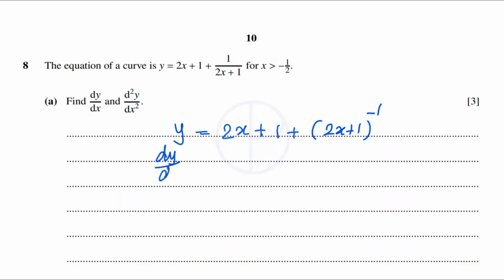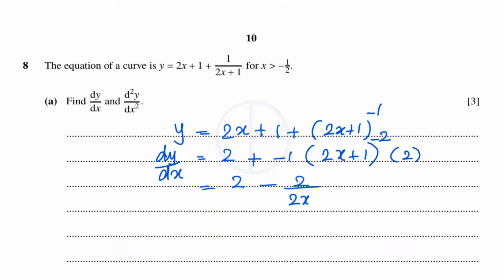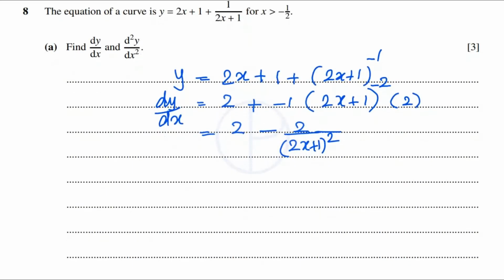Let's find out what dy by dx is. 2x will give 2, plus 1 is 0. So negative 1 multiplied by 2x plus 1, where the power will become negative 2, and the coefficient of x is 2. So this is 2 minus 2 divided by 2x plus 1 the whole square. Okay. So what is d square y by dx square?